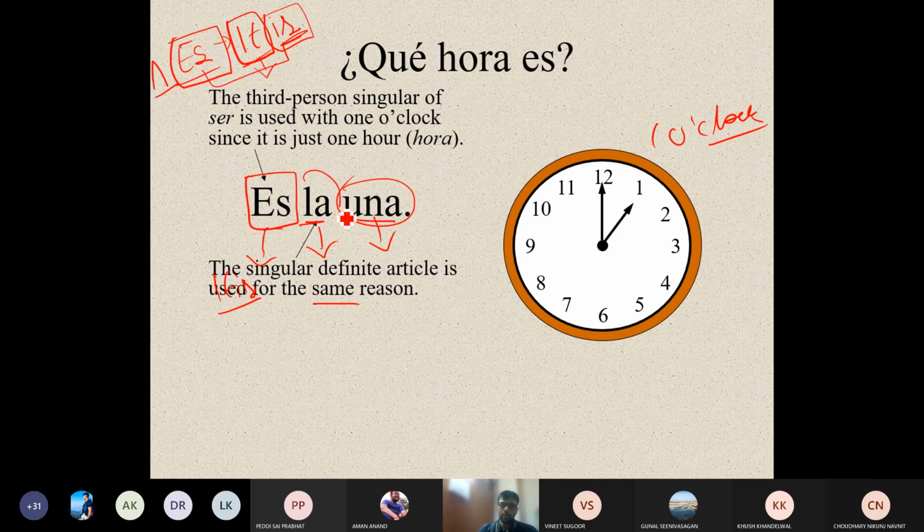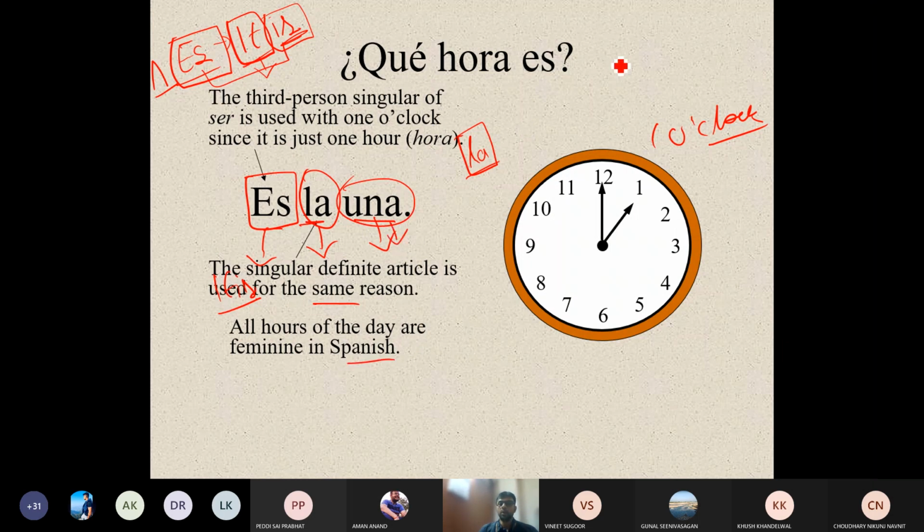So the use of this article la is very much necessary. Without putting la, if you say es una, it will be incorrect. You have to use la, and this is something you cannot avoid. Then the third one is here used as una. All hours of the day are feminine in Spanish. That is why we are using una here.